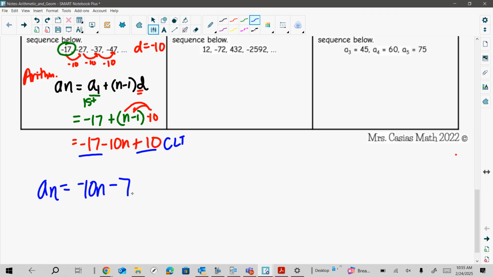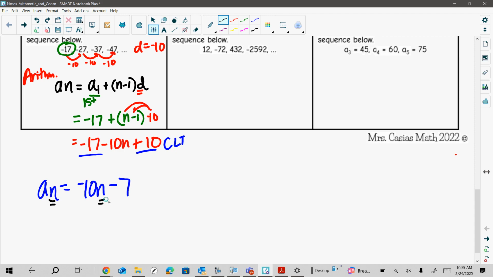So think about that, right? For any term I'm trying to find, I'm going to plug this in. What does the n represent? What do you think this n in this formula represents? Like an x, like a variable? No, it's the term that you're trying to find.